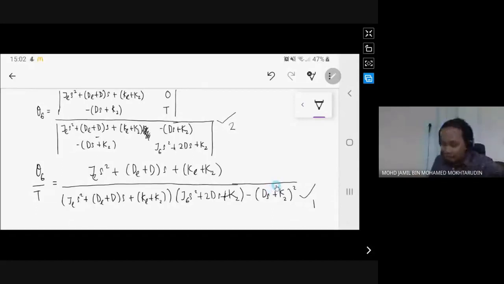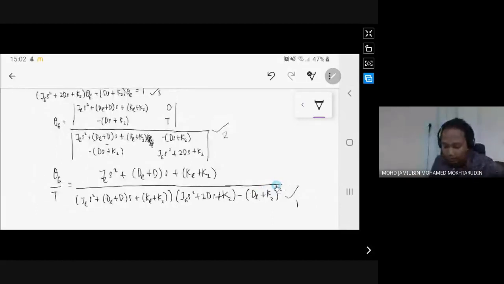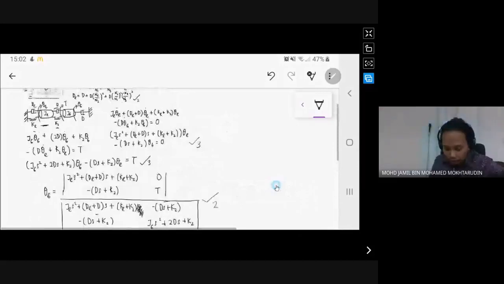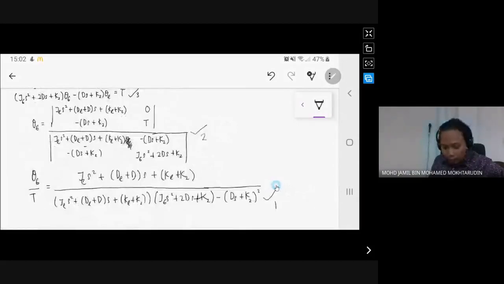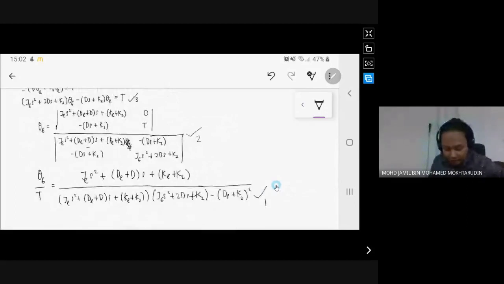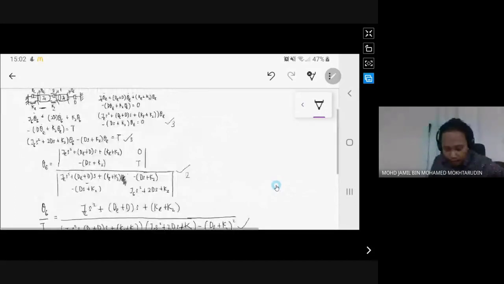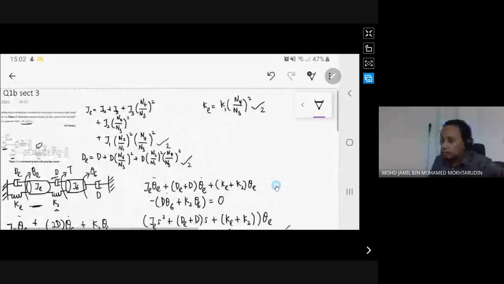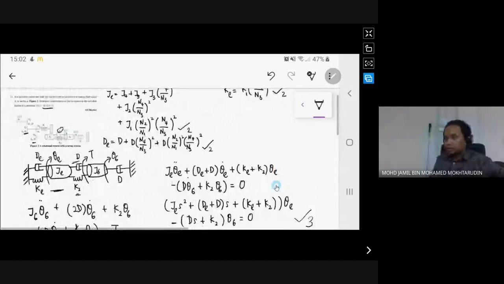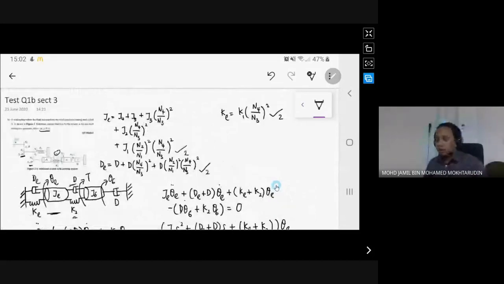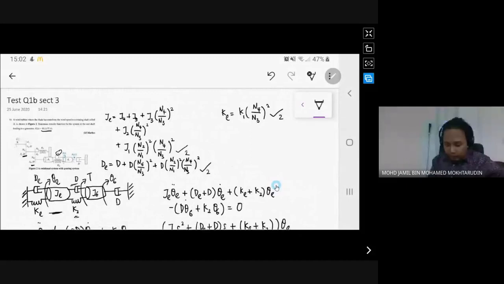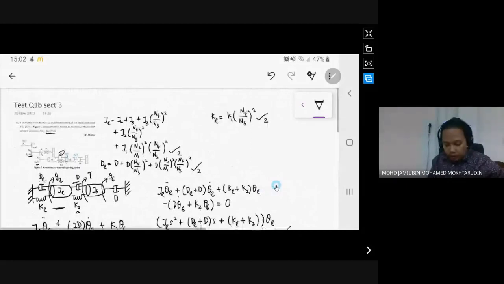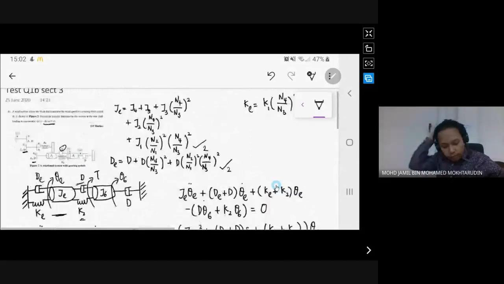Okay, so for this question, the total is 15 marks. So you can total up your own score. So most of you can answer this question. Okay, so we move on to question number 2. Any question so far for this one? Okay, if you have no question, we move on to question number 2.